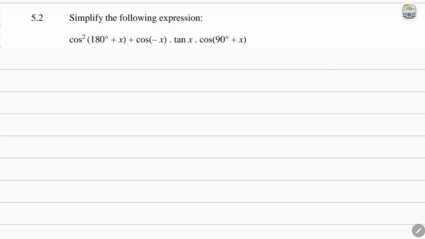Let's start with the first term. So the first term is cos squared (180 degrees plus x). So from our cos diagram, we know that 180 degrees plus x is in tan's quadrant. So it means cos is negative here. So this is negative cos x. That's what it simplifies to. But this is squared.